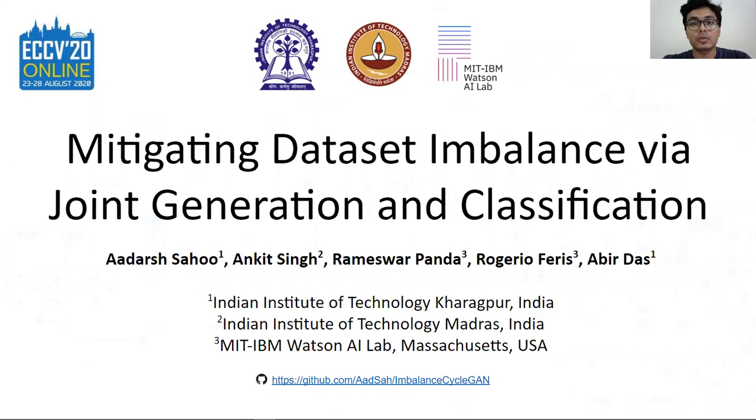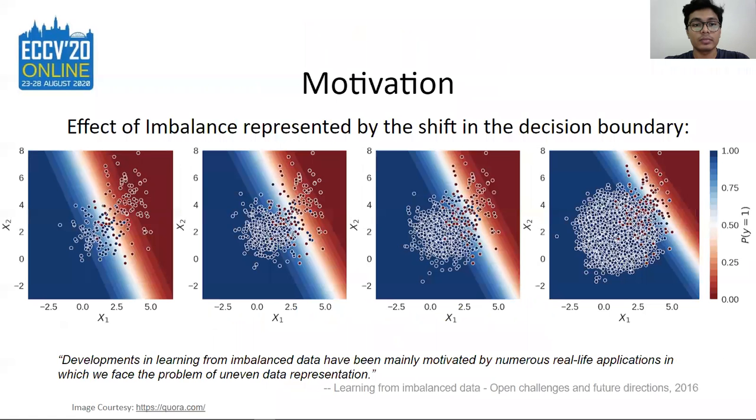I'm going to present our work, Mitigating Dataset Imbalance via Joint Generation and Classification. This is a joint work with Ankit Singh from IIT Madras, Rameswar Panda and Rogerio Feris from the MIT IBM Watson AI Lab, and Abir from IIT Kharagpur.